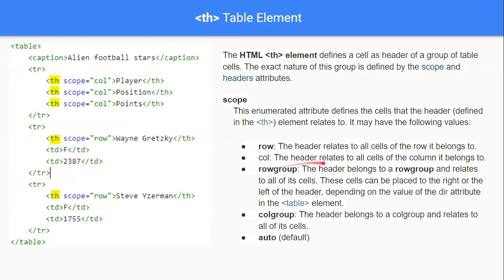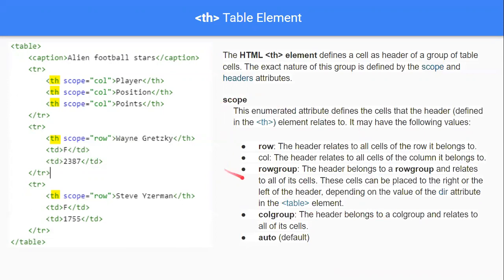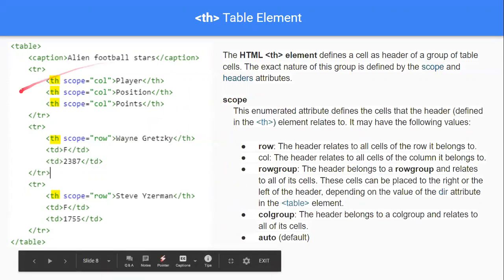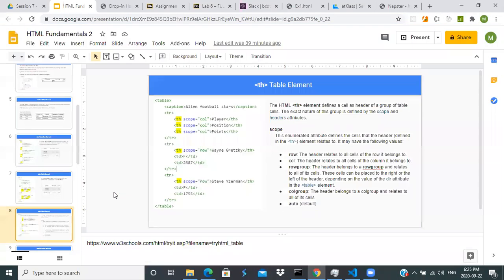You can mix and match them. Row group, column group, and auto. So for row group, the header belongs to a row group and relates to all of its cells. Column group belongs to a column group and relates to all of its cells. A long read, but I just wanted to point out what the syntax means if you see it. Let's quickly try it out.